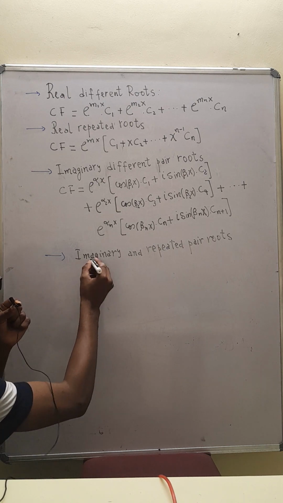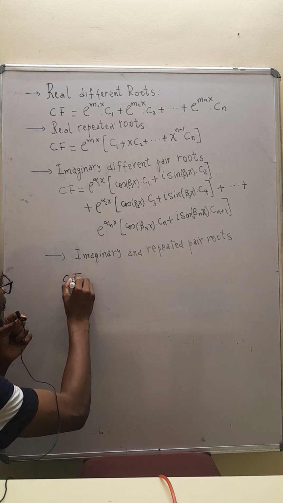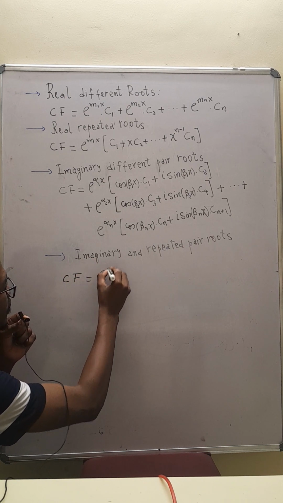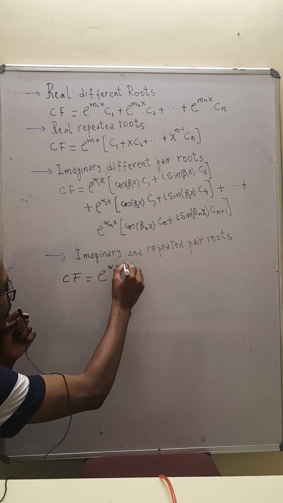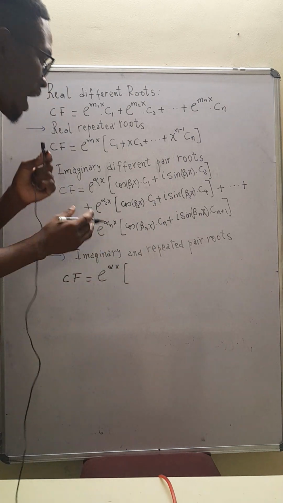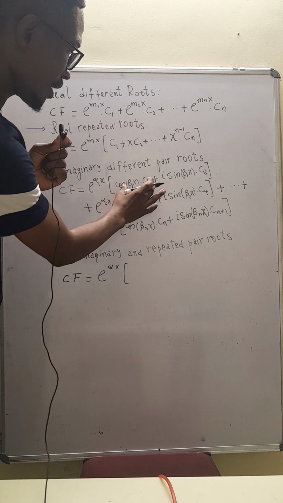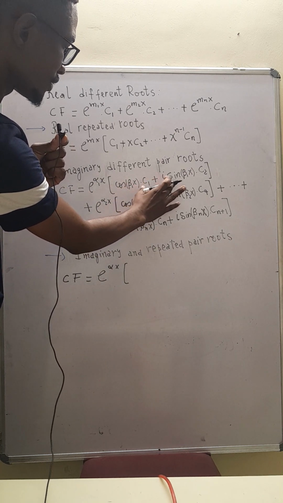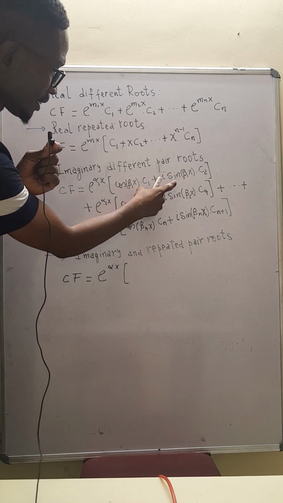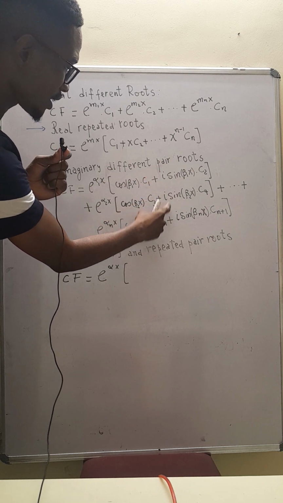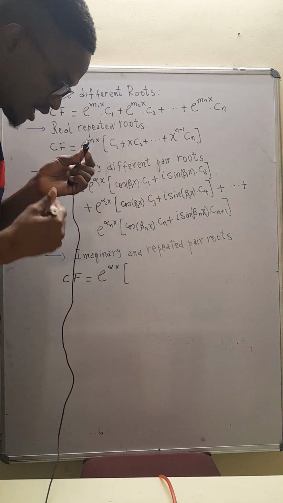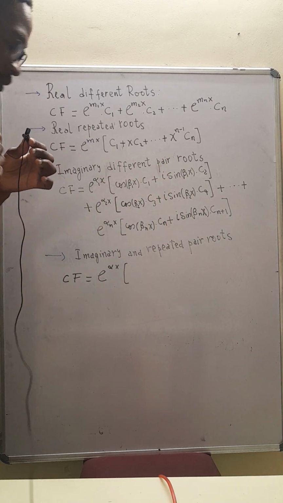So what we are going to have here, CF will be equal to Euler raised to only one alpha times x. And here I will have infinite repetition of this term. This one will be repeated, this one can be repeated, and so on and on and on.